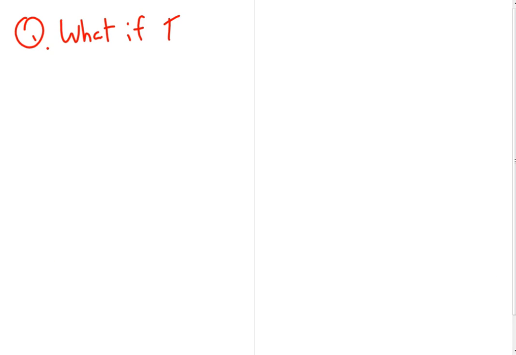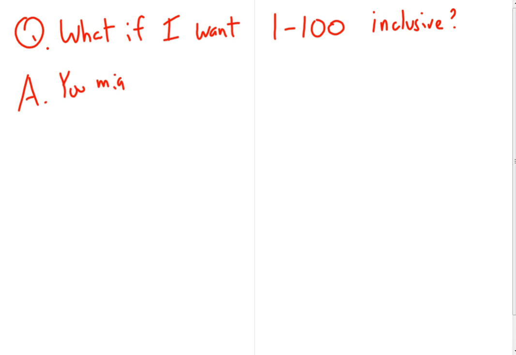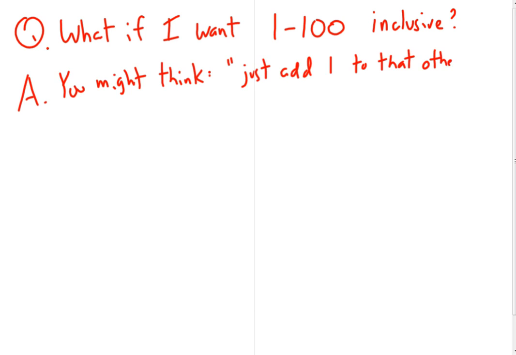Okay. All right, so here's a question for you, hotshot. What if I want from 1 to 100? Pretty simple question. Pretty common guessing game, right? Inclusive, so including 1, including 100. Normally, we want to say, give me a number from 0 to 100. We say from 1 to 100. Or what's the rating from 1 to 100? So you might think, I've got this. It's just going to be the same thing like you had a second ago, but add 1 to it. So just add 1 to that other thing.